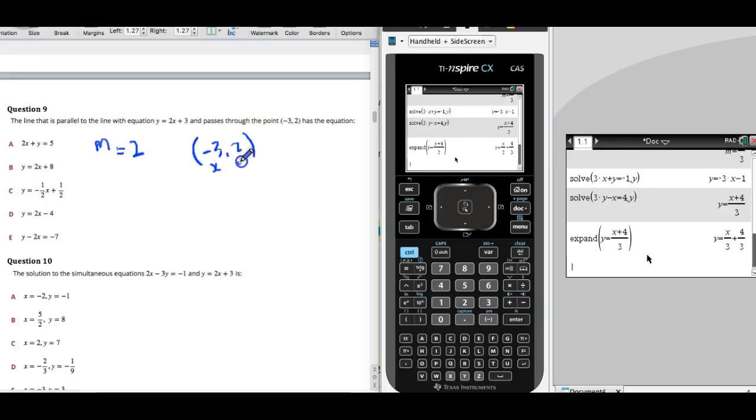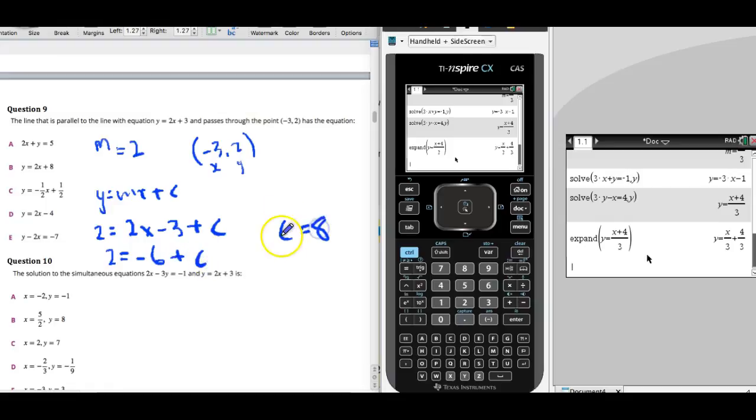So that's x and that's your y. So in your equation y equals mx plus c, we have y is 2, m is 2, x is -3, and c is what we're looking for. So let's just solve for c. So c is 8. So our equation is y equals 2x plus 8. Now, is that written anywhere? Yes, it is. If it wasn't written in that form, you just have to rearrange your equation to get it in another form, or you can just use solve on your calculator.